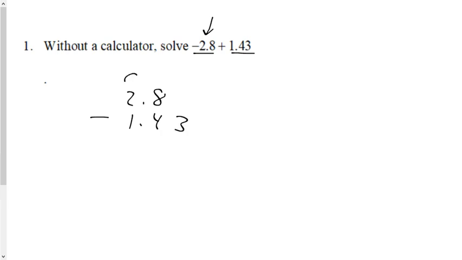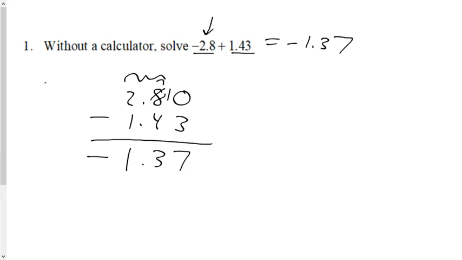Since I only have 2 significant digits here, I'm going to add a 0 to make it 2 significant decimal digits. And I'm going to subtract. I'm going to borrow. I get 7. I get 3. I get 1. So when I subtract 1.43 from 2.80, I get 1.37. That means I have 1.37 more negatives than I do positive. So your solution is negative 1.37 without a calculator. 1 point for the correct answer and 1 point for showing the work. So question 1's worth 2 points.